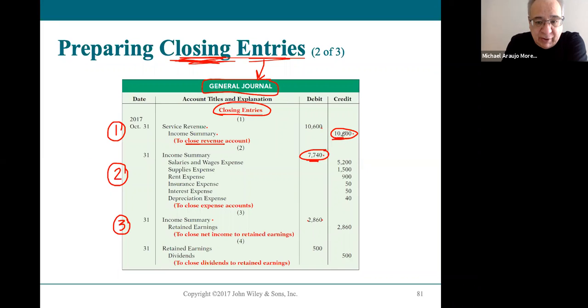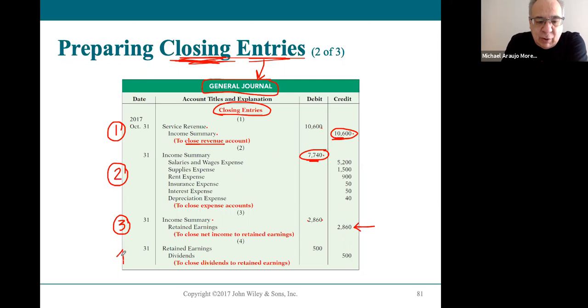It has 10,600 credits and 10,600 debits. So the balance is zero. And we move that into retained earnings. This makes sense because this is the same as adding net income to retained earnings.